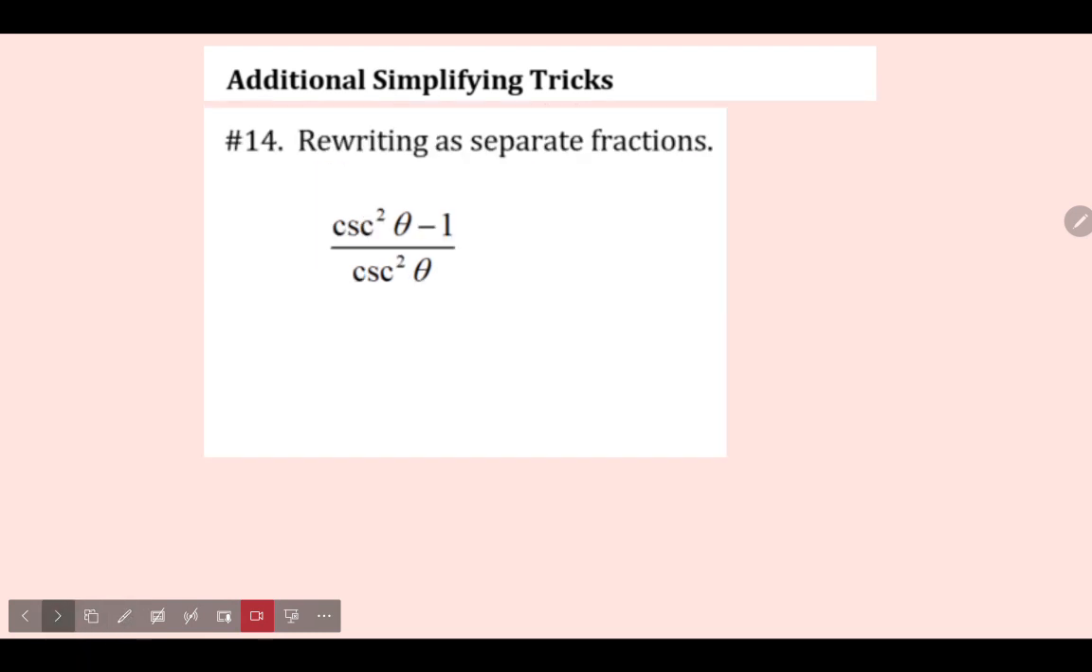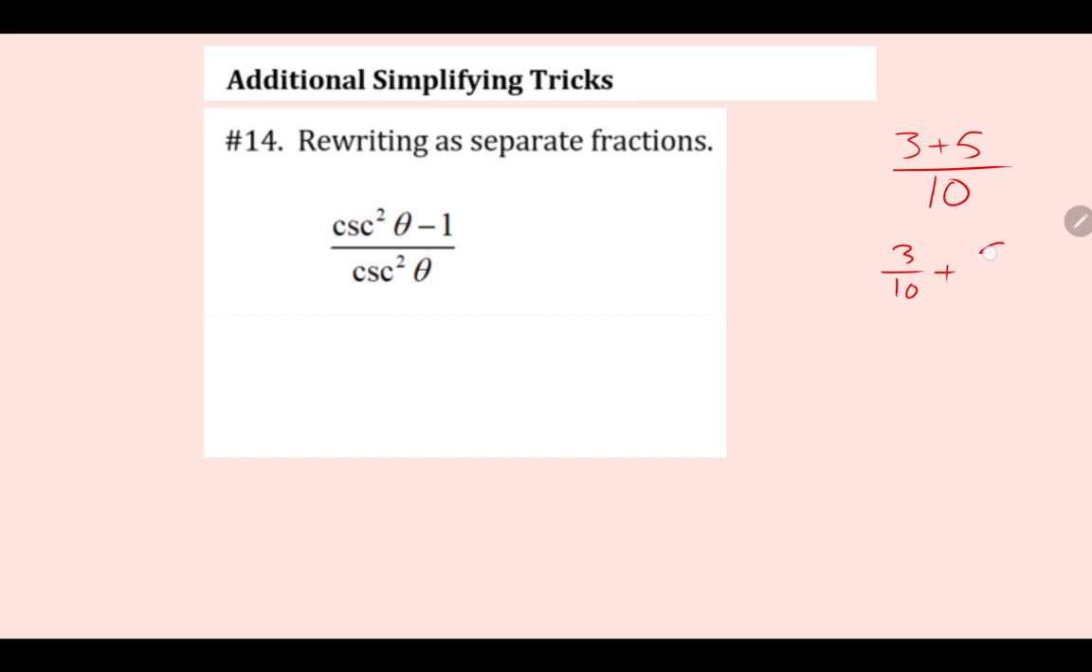Okay, one more problem. This one's going to be a quicker one, and this is a really helpful tool sometimes. Rewriting as separate fractions. What I'm talking about there is when you have a monomial, a single-term denominator. So, for example, if 10 was a denominator, and I had 3 plus 5 on top, we know that would be 8/10. Okay, fine. But what I can do is rewrite that as 3/10 plus 5/10. When you have a monomial denominator and a binomial top, you can rewrite them as two separate fractions.